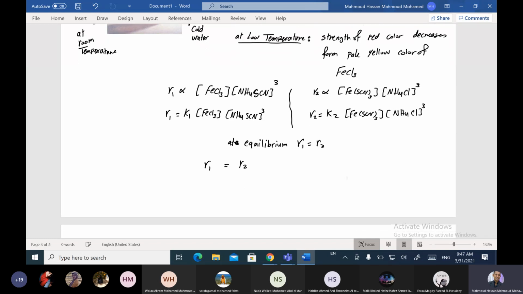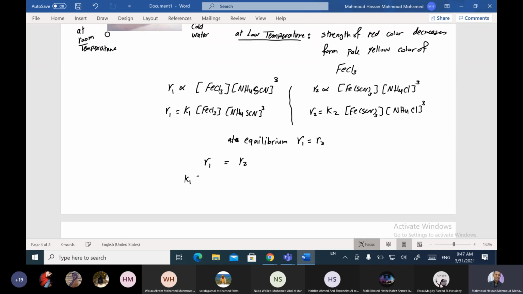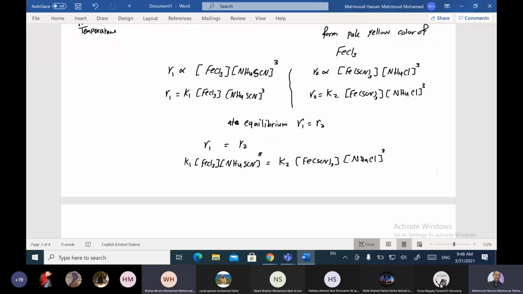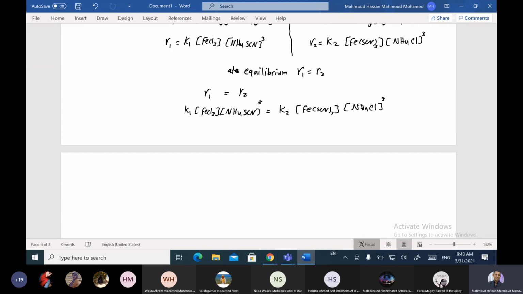Represented by K1 multiplied by the concentration of FeCl3 multiplied by NH4SCN equals K2 [FeSCN] multiplying [NH4Cl] power 3. If we say that K1 divided by K2.